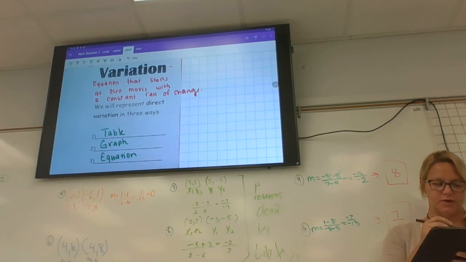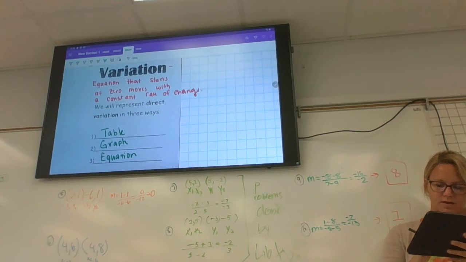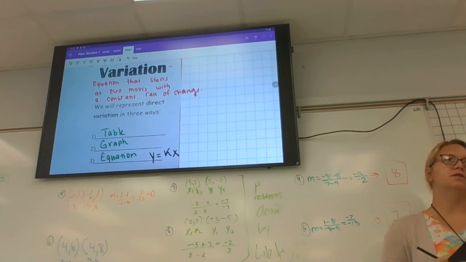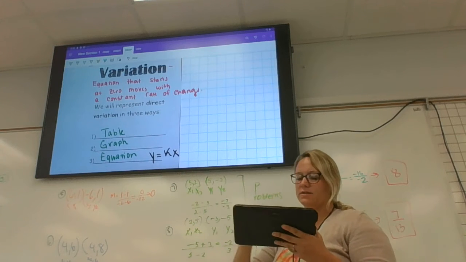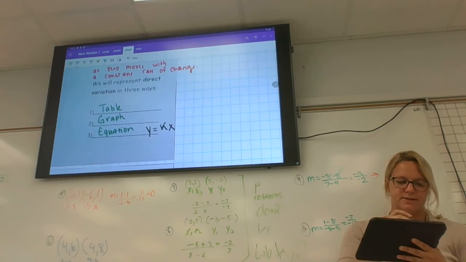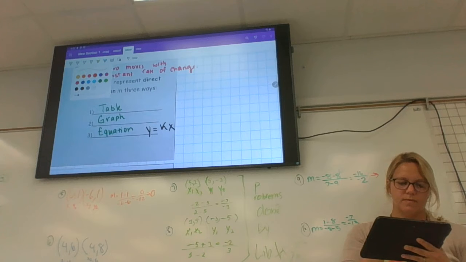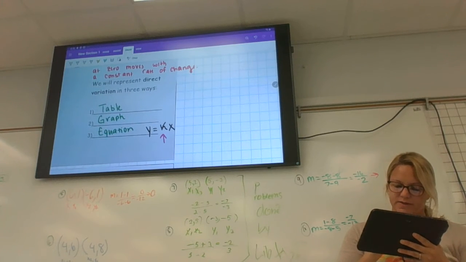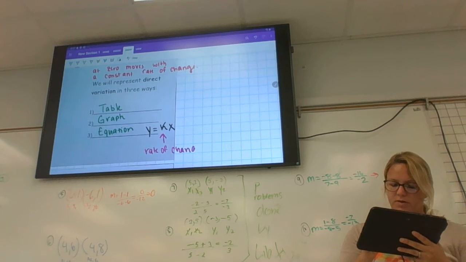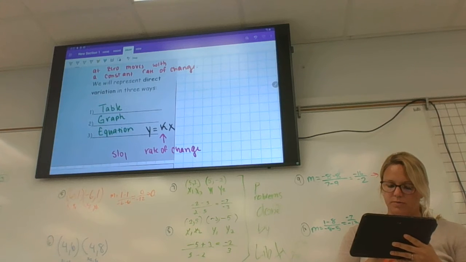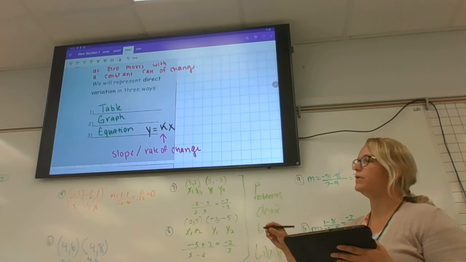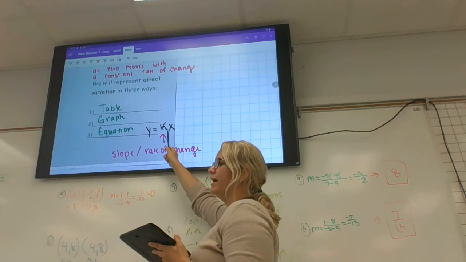Maybe I'll go ahead and tell you right now what the equation looks like. Here's what the equation looks like. It's y equals, there's a y and an x. The y and the x stay y and x. And the k is the rate of change. What's another word for rate of change? Slope. So the slope or the rate of change goes right there with x.